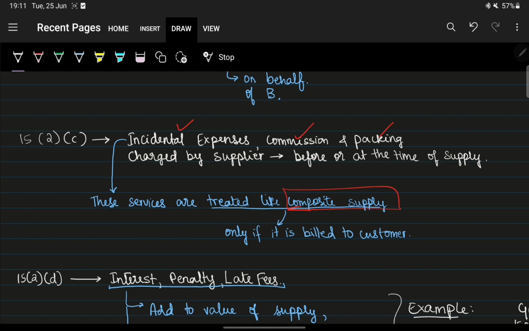What is a composite supply? Composite supply is a supply where two or more items are naturally bundled together. In that case, what will we do? We will charge the GST rate of the principal supply.